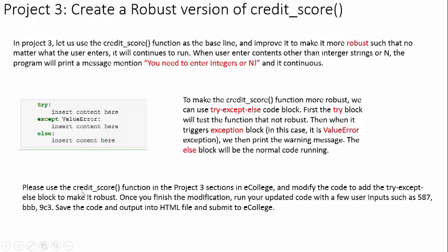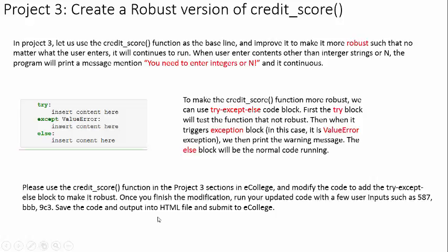Please use the credit score function in the Project 3 section in the college. I already uploaded an HTML file. You can just copy the content into your IPython notebook for the credit score function and modify the code to add the try, except, else block to make it robust. Once you finish the modification, run your updated code with a few user inputs such as 587, BBB, 9C3, etc. And then at the end, type N to exit.